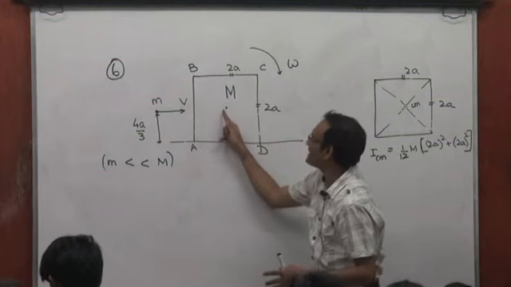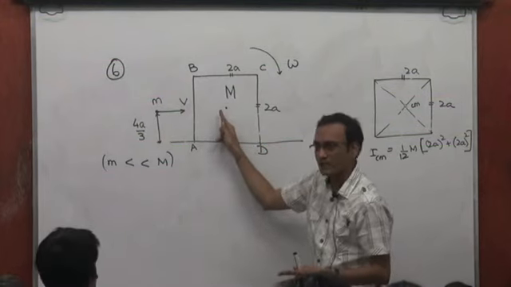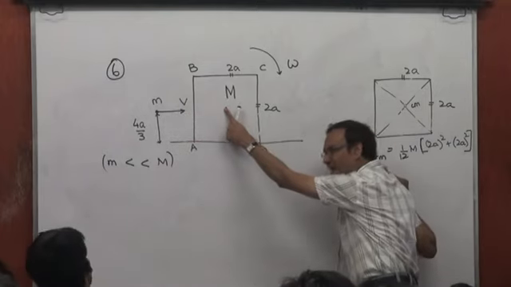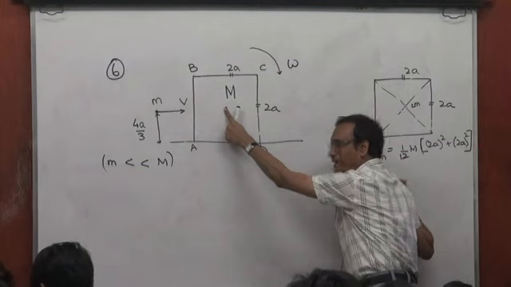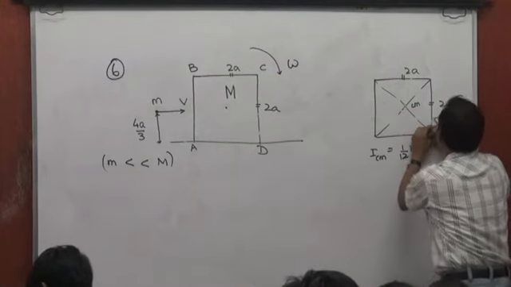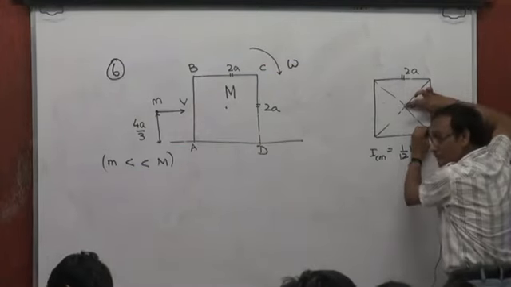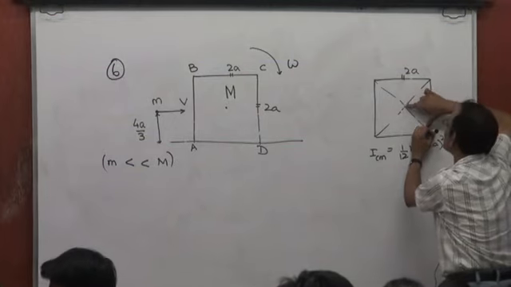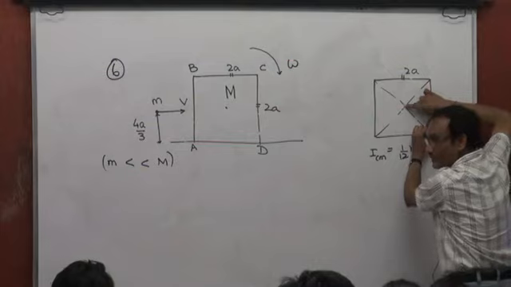Now when small m gets embedded into capital M, since small m is much smaller, I about CM will remain the same, will not change much, right? And I about D can be found with the help of the parallel axis theorem, right? I about D is going to be I about CM plus m into this square, right?